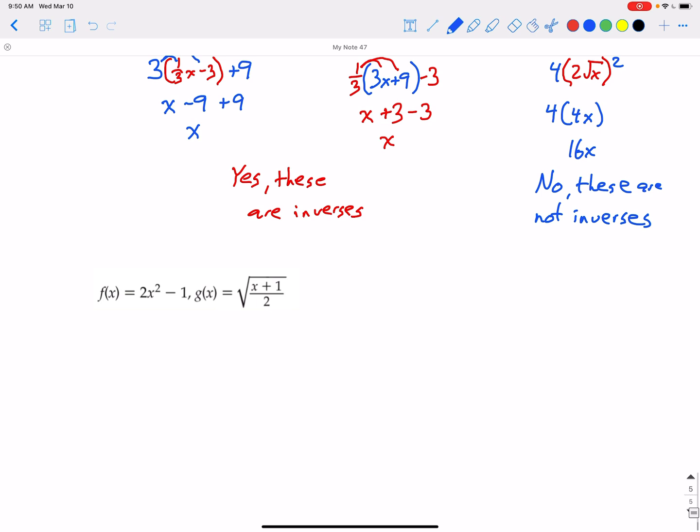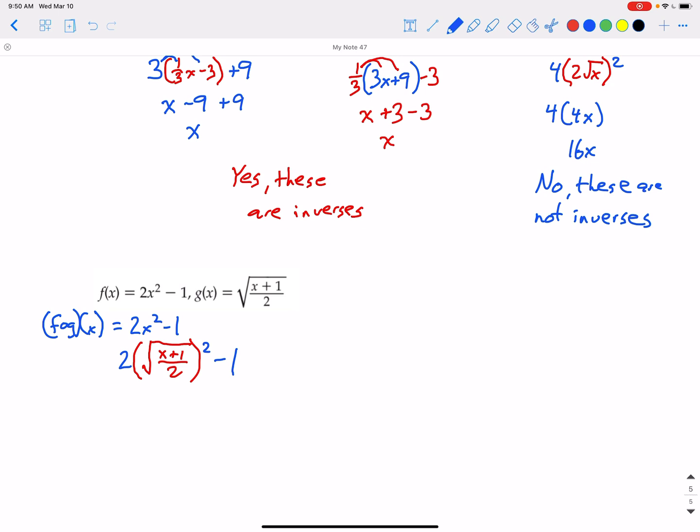Let's do one more. So this time f of x is 2x squared minus 1, and g of x is the square root of x plus 1 over 2. So let's do f of g of x first. So starting with the 2x squared minus 1 function, replace the x with the g function, which is that whole square root. So that'll be the square root of x plus 1 over 2, and then squared minus 1.